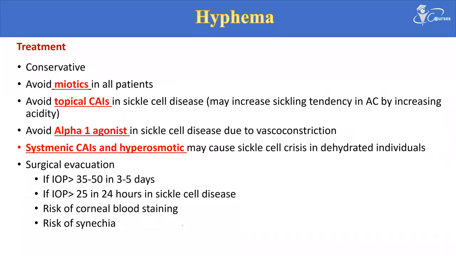Also, if the patient has any risk of corneal blood staining, like a total hyphema or higher intraocular pressure, there is more risk of corneal blood staining, and there is risk of synechiae.